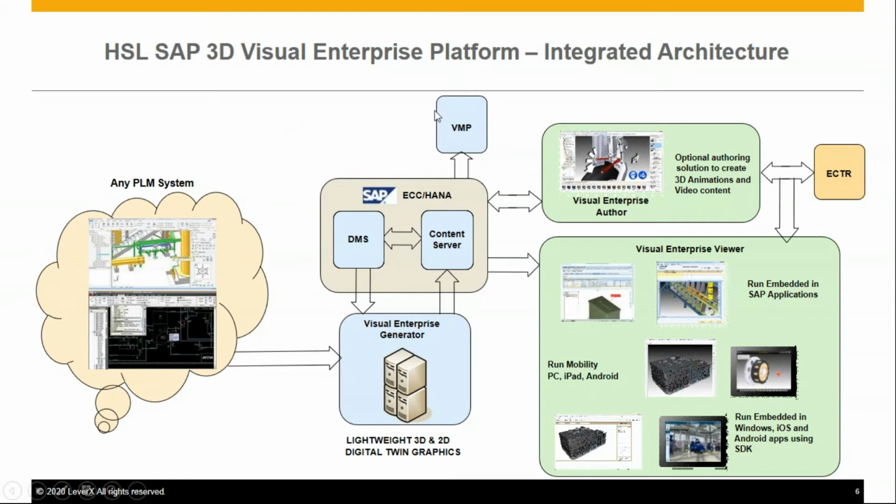Then we can use tools like Visual Manufacturing Planner to maybe make a new bill of materials or a routing. And then we can use Visual Enterprise Author to extend and make what we call visual work instructions. I'm going to show you one of those in a minute. And then we use Visual Enterprise Viewer and Engineering Control Center to actually consume and view this data.